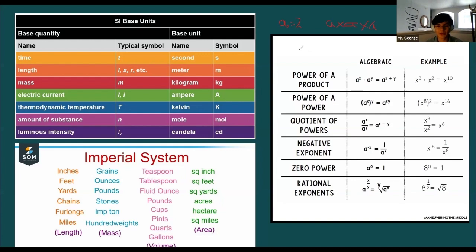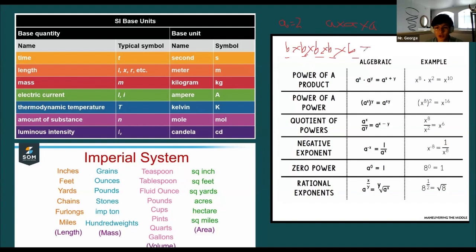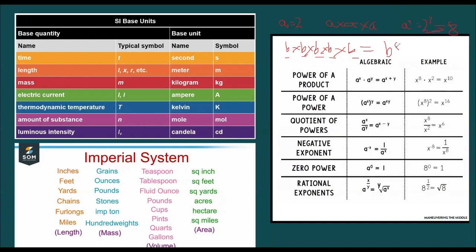You can use the same rule for B. Let's say B times B times B times B times B. So how many times did I multiply B by itself? Who can tell me? 5. We multiplied it 5 times, so the notation would be B to the power of what? 5. Perfect. So that's basically what products are.